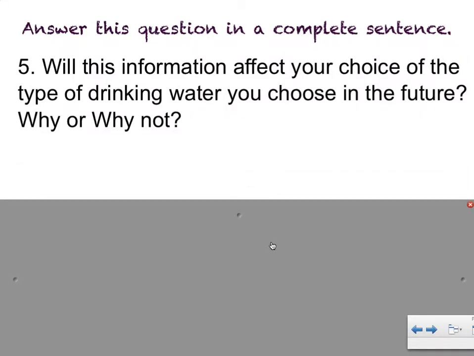did you guys get a chance to write this question down? Yeah. Okay. Will this information affect your choice of the type of water you're drinking or you choose in the future? Why or why not? When I ask this question, what I mean is there are some people that only buy spring water. They only choose to drink spring water. They will not drink water out of the tap. Now, let's say if that's the case and you feel like you will only drink store-bought spring water and not tap, but for this demonstration, you were not able to tell which one was the spring water. Will that influence your decision?